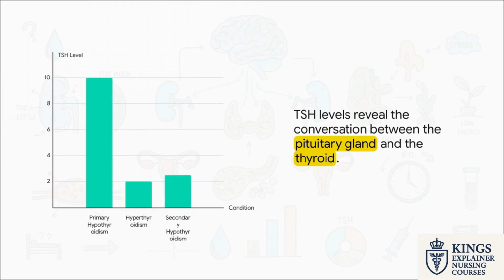So think of it this way. If the thyroid itself is failing, that's primary hypothyroidism, the pituitary gland starts screaming for it to work harder, so your TSH is high. But if the thyroid is overactive, hyperthyroidism, the pituitary just whispers, so TSH is low. A low TSH could also mean the pituitary itself is the problem, and that's what we call secondary hypothyroidism.